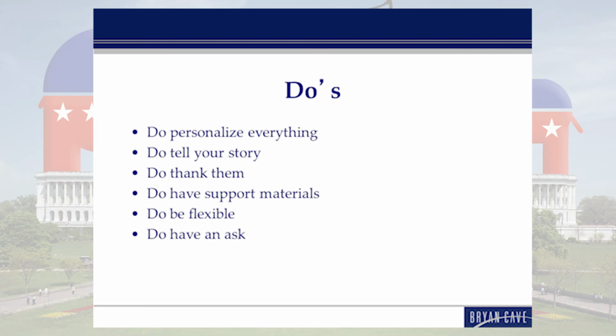Be flexible. The schedule on Capitol Hill is always changing, so understand that you may not meet at the time you are scheduled, particularly if it is meeting with the member of Congress. Be prepared to have to wait. And always have an ask. While it's fine to just have and develop a relationship, it's always nice to have an ask, and by that, meaning a particular issue that you want the congressman or congresswoman to be active on.